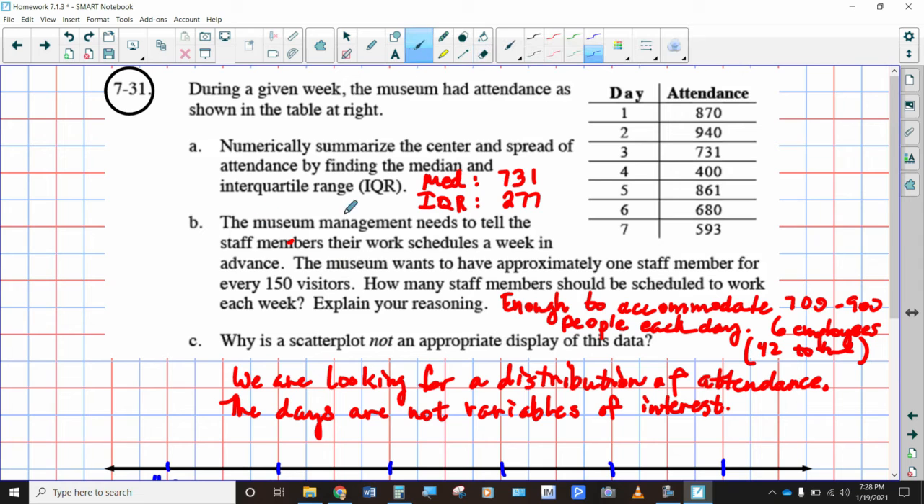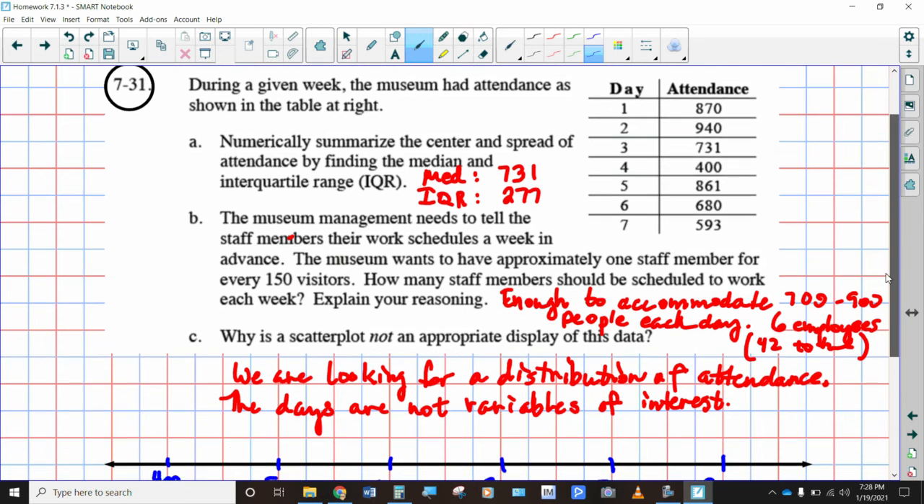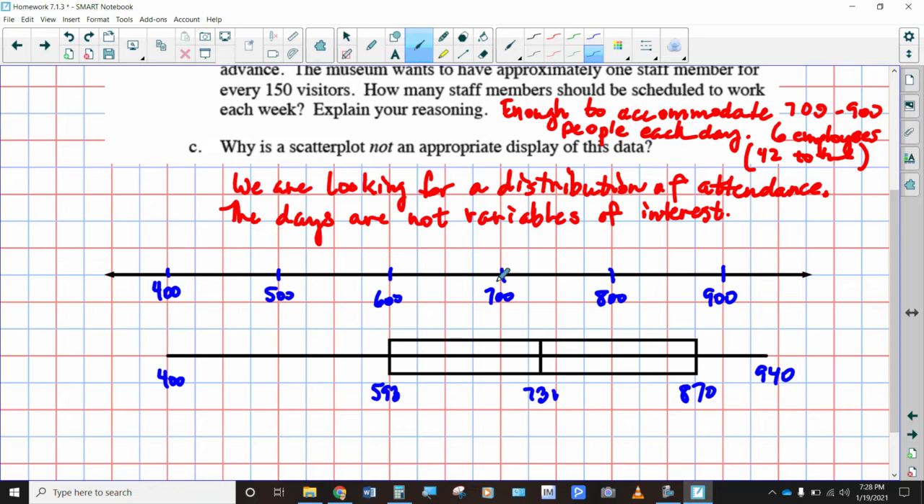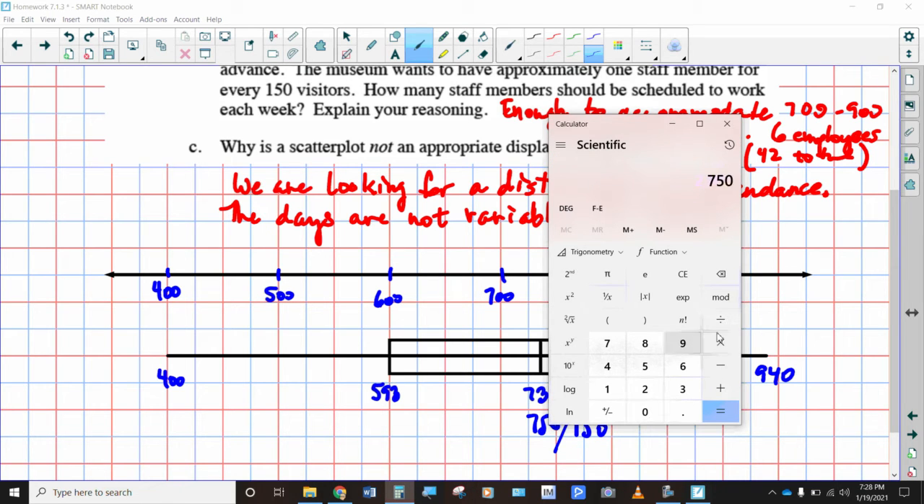All right. So then the museum management needs to tell the staff members their work schedules a week in advance. The museum wants to have approximately one staff member for every 150 visitors. How many staff members would be scheduled to work? All right. So if the median is about 731, if you were to take that and round it up to 750 and then divide that by 150, what does that end up being really close to? Isn't that like 5? 750 divided by 150? Yeah, that's what it is.